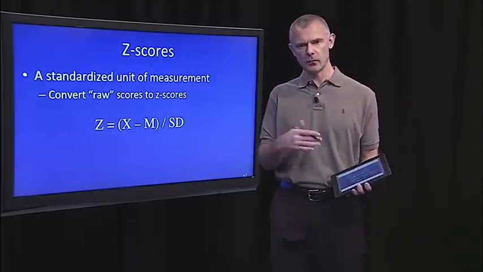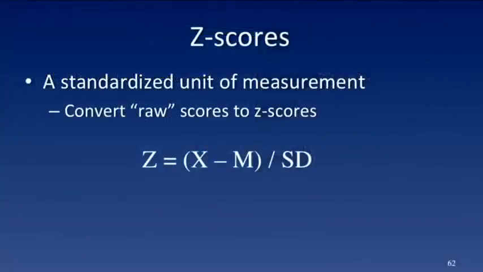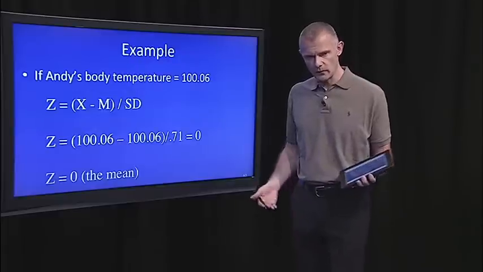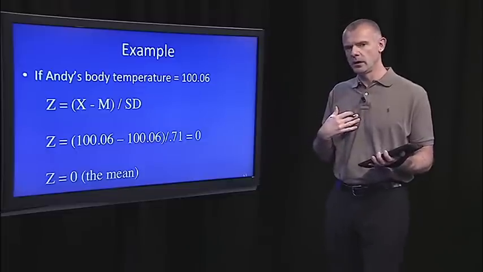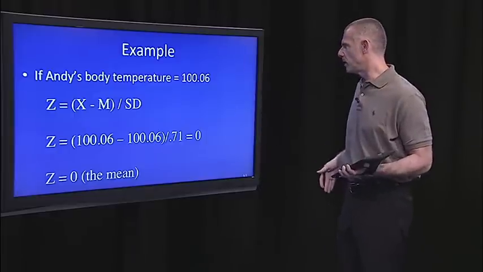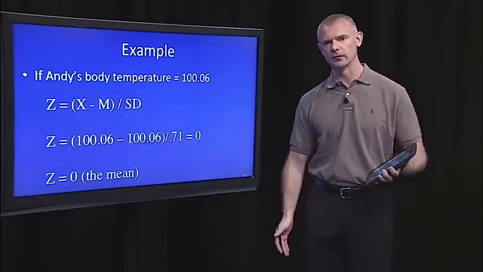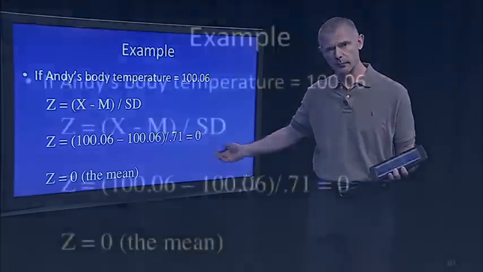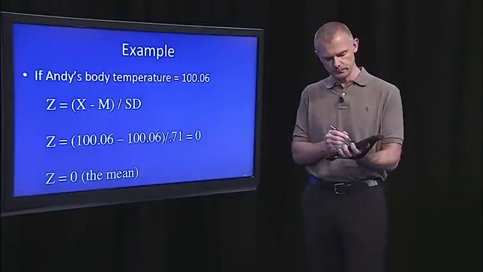And it's real easy to convert a raw score to a z-score. You just use this formula. So a z-score is just the raw score minus the mean over the standard deviation. So a very simple example, if you wave the wand over my forehead, you got my body temperature. Let's just say, by chance, it was the mean. So it's 100.06. That's a real easy calculation, right? I would do my body temperature, 100.06, minus the mean, happens to be 100.06, divided by the standard deviation. I'd have a z-score of 0, and that's true of z-distributions. The mean is 0.